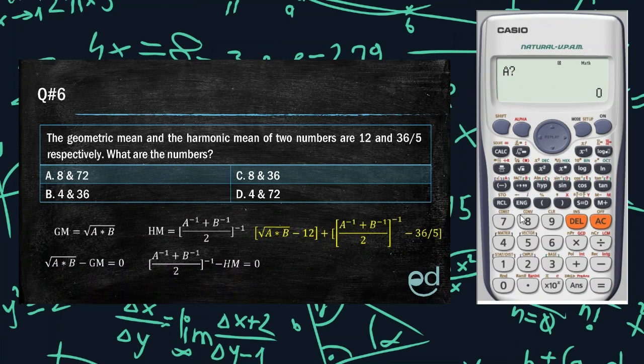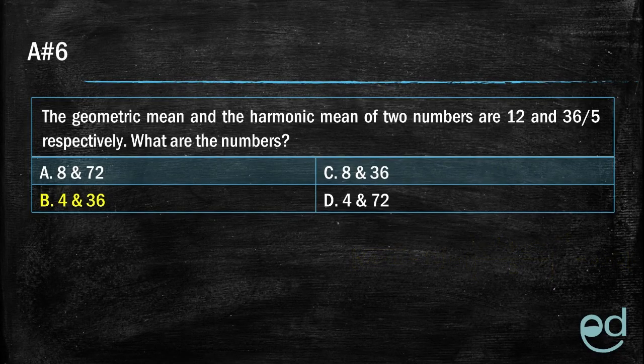For letter A, that is 8 and 72. The result is not 0, therefore A is incorrect. For letter B, that is 4 and 36. Since the answer is 0, we therefore conclude that letter B is the correct answer. So let's check. The correct answer is letter B, 4 and 36.